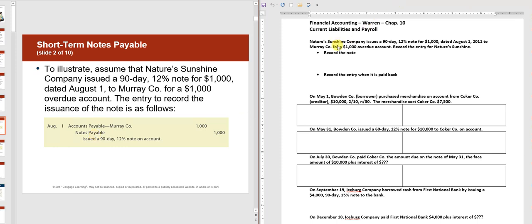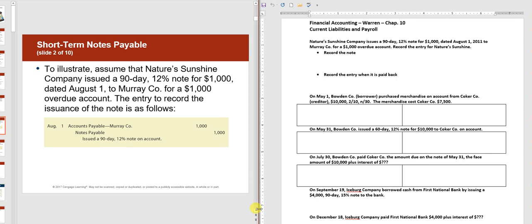So usually we loan them money, in which case it would be debited to cash instead of notes payable, but here I'm getting it for an overdue account. So I record the notes payable, get it on my books. Remember, liabilities are credits, so I credit notes payable, and I debit accounts payable to get this one off my books. I usually put like 90-day 12% note, record the entry when it's paid back.